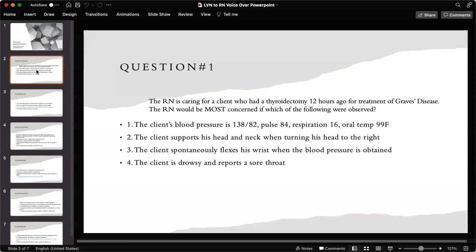And that is calcium. So that is what I'm thinking as my critical thinking part and best outcome for this patient. And I know this is 12 hours ago, so this can happen pretty quickly.